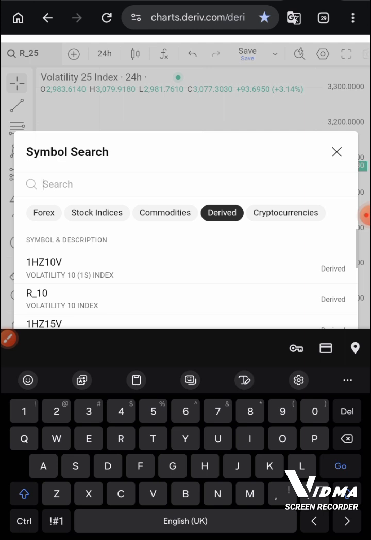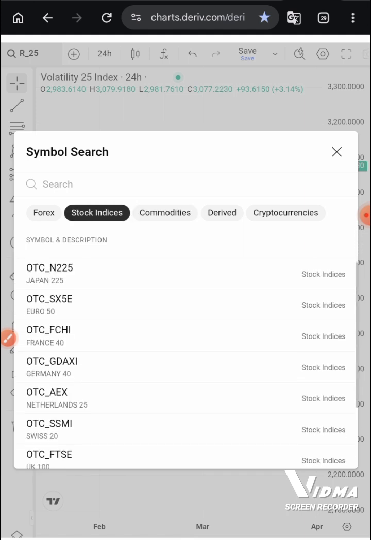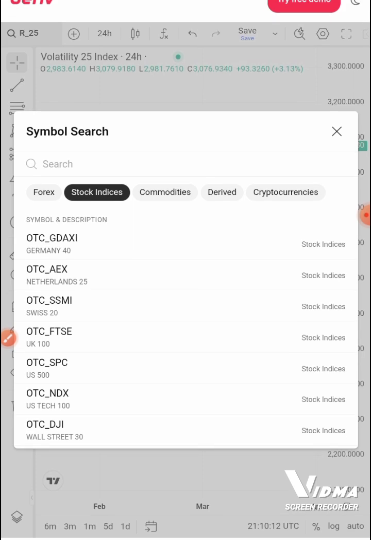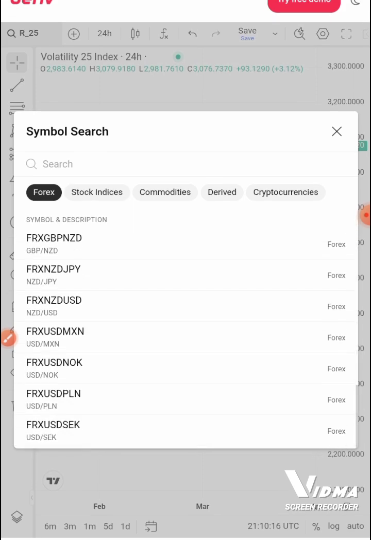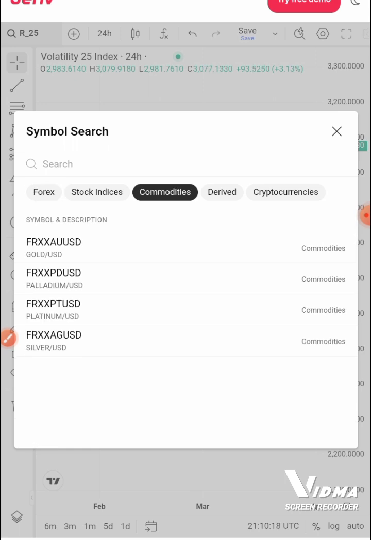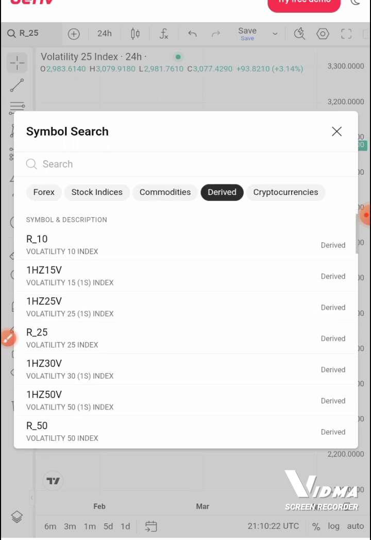Then you make sure that you've selected derived, because there's commodities here, which are these ones, the platinums, the golds, and all of that, the stock indices. So if you want to just check it out, just to analyze and see what's happening there, feel free to just analyze there, okay. But for now, we come here where it says derived, okay.